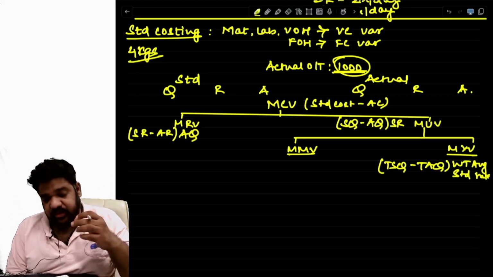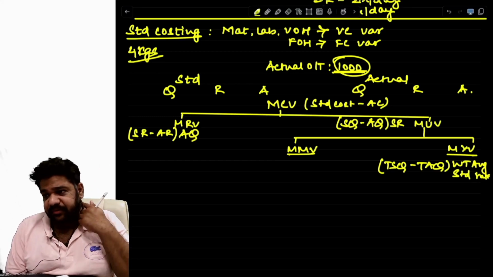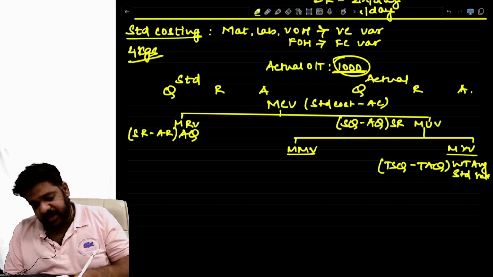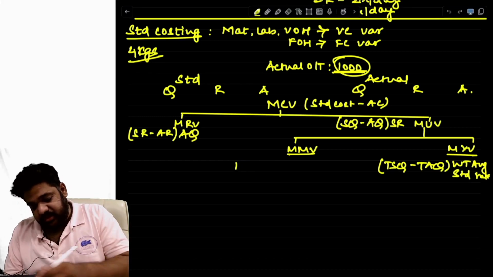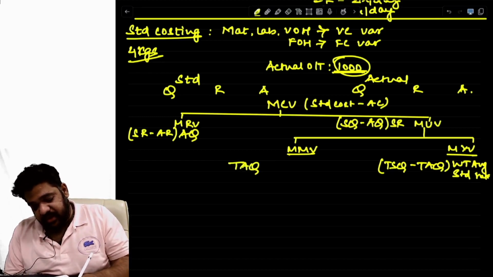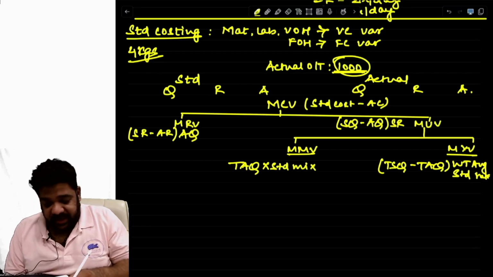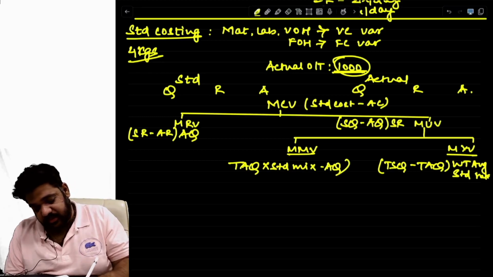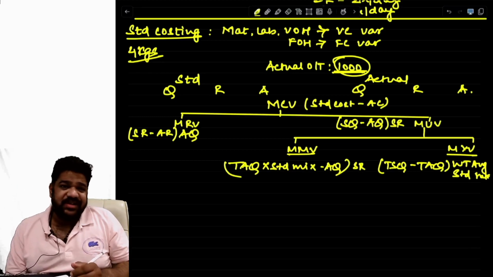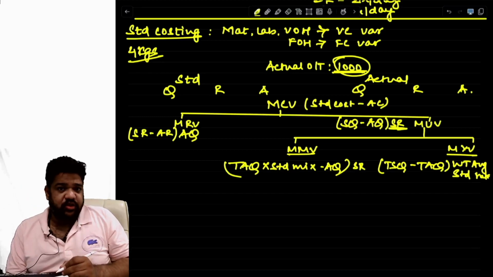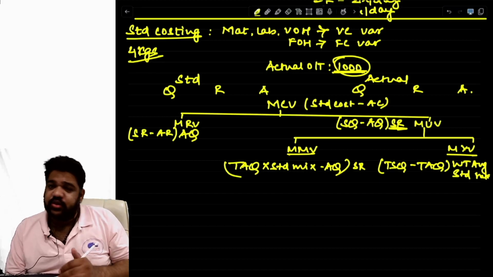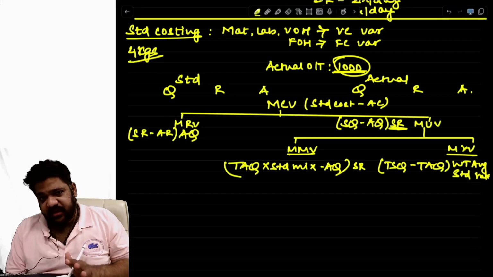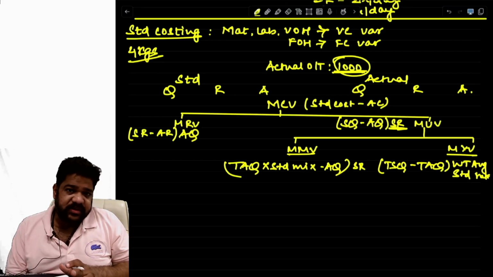Okay. And the mix variance, you remember we find out the proportionate quantity, that is the total actual quantity into the standard mix, minus the actual quantity into the standard rate. Why standard rate? These are sub variances of the usage variance. The usage variance is multiplied by standard rate, so the sub variances are also multiplied by standard rate. Okay, so that is why the standard rate.